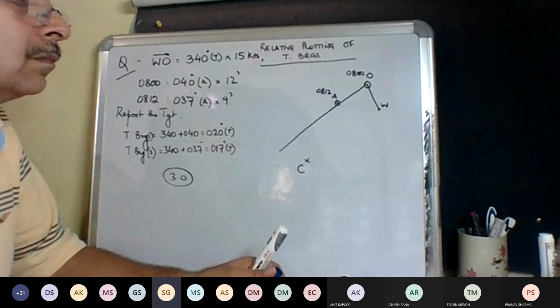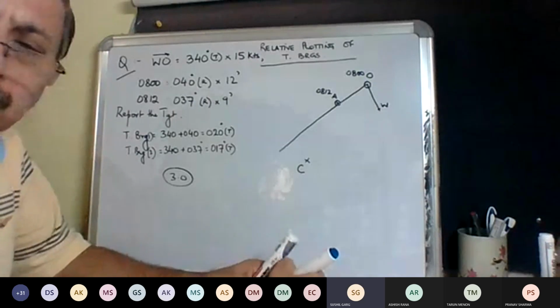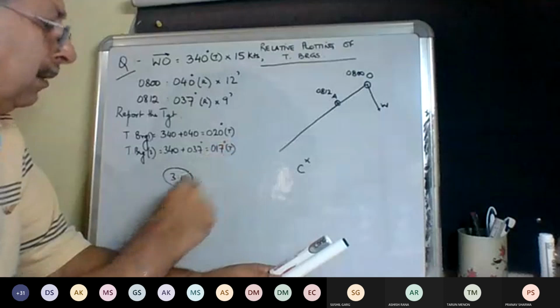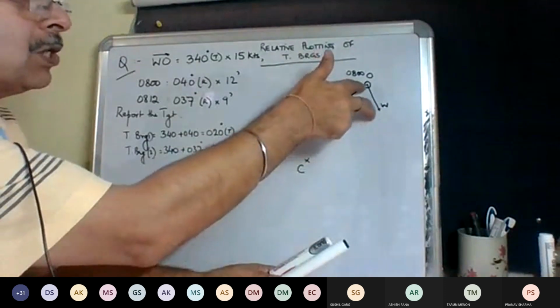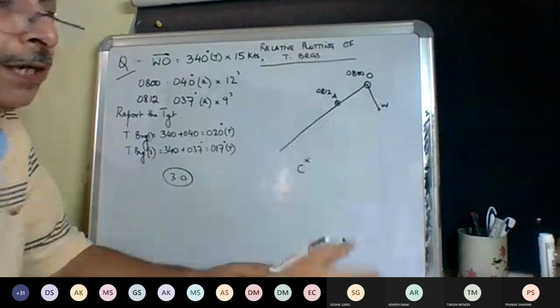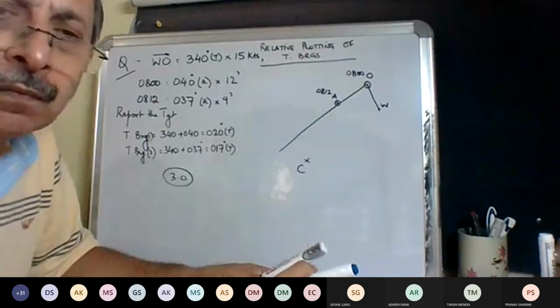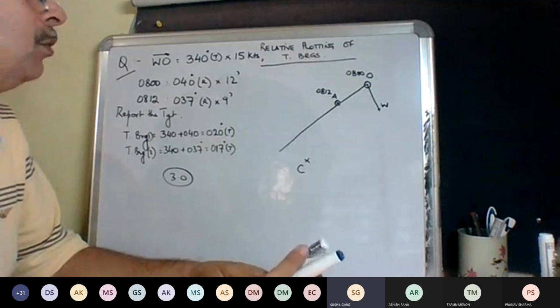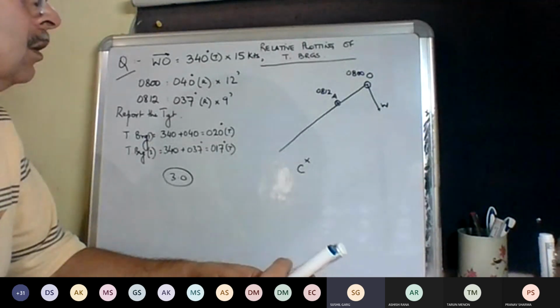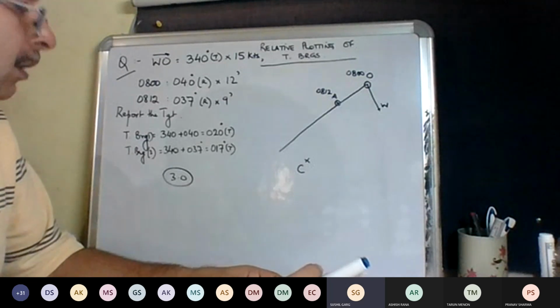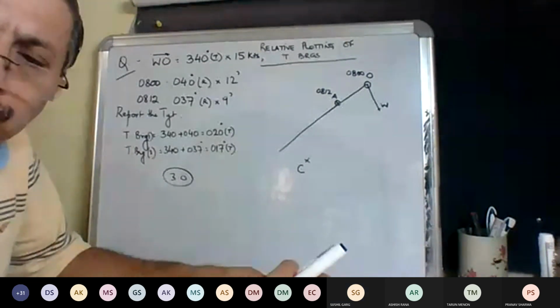Sir, last one repeat. W to O. So basically 3 miles था, तो मैंने 3 माइल मेजर किया और जो पॉइंट कटा उसको मैंने W बोल दिया. So W to O is 340, 3 miles off.